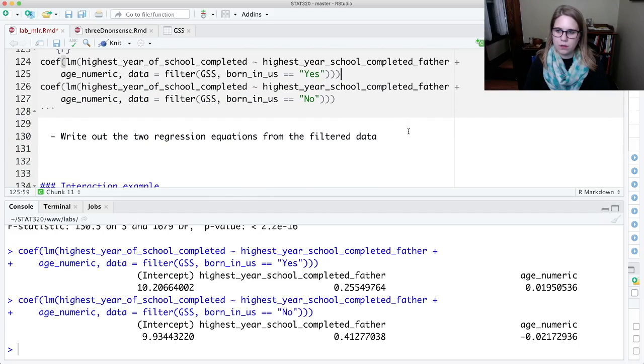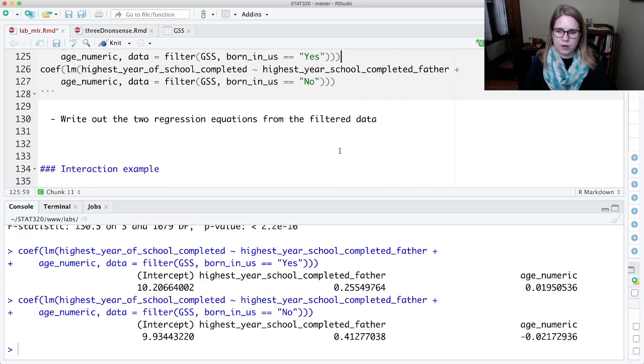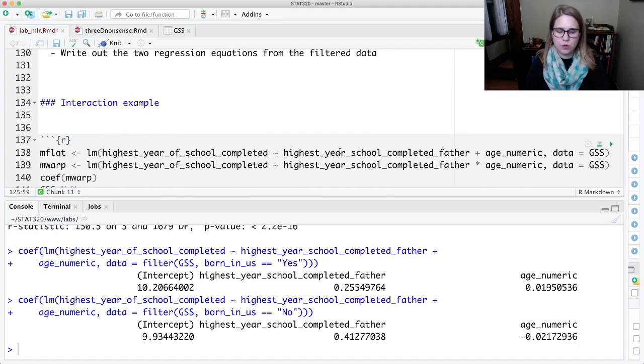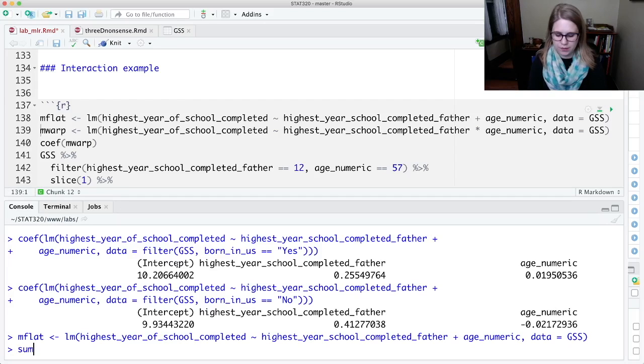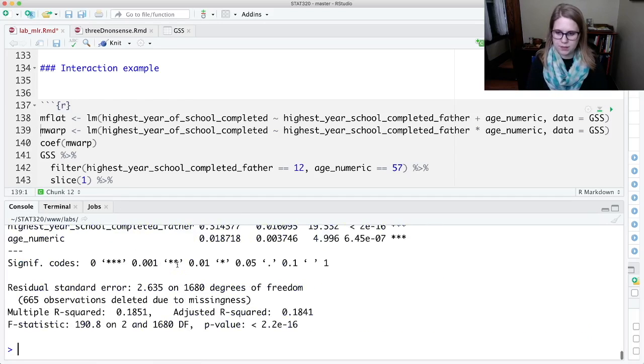And I'm not going to write out those regression equations. If we want to start thinking about these more complex relationships, the way to do that is with interaction effects. I think we've seen this model before, this flat model, which is just a flat plane. But I'm going to make a warped plane as well. So I'm going to run this m flat, and we could just look at the summary of m flat.